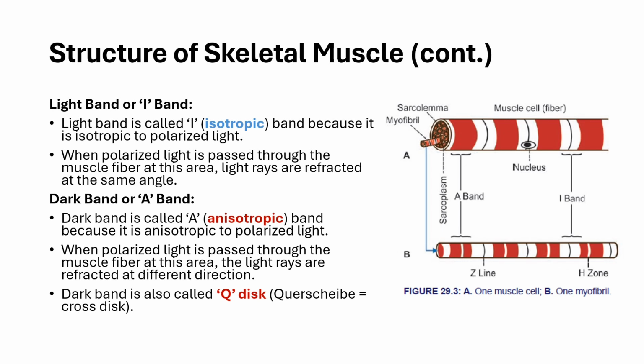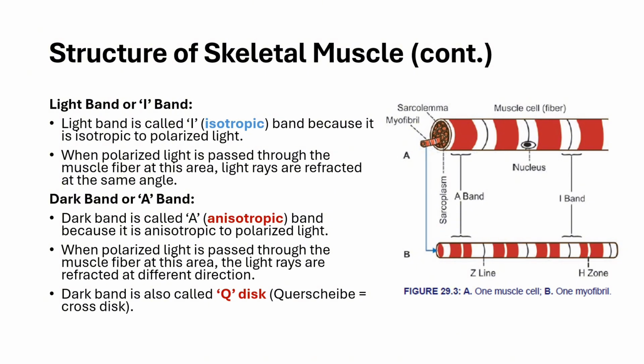Number 2 is the dark band or A band. The A band is also called anisotropic because it is anisotropic to polarized light. Here, light rays are refracted at different angles, giving it a darker appearance. This band contains thick myosin filaments, often overlapping with thin actin filaments, which makes it denser. Interestingly, the A band is also referred to as the Q disc, derived from the German word Querscheibe, meaning the cross disc.